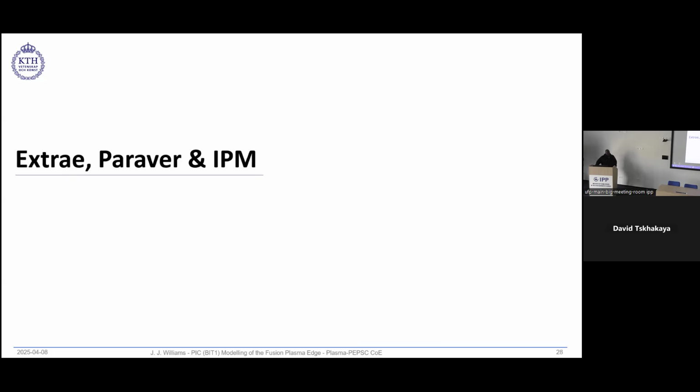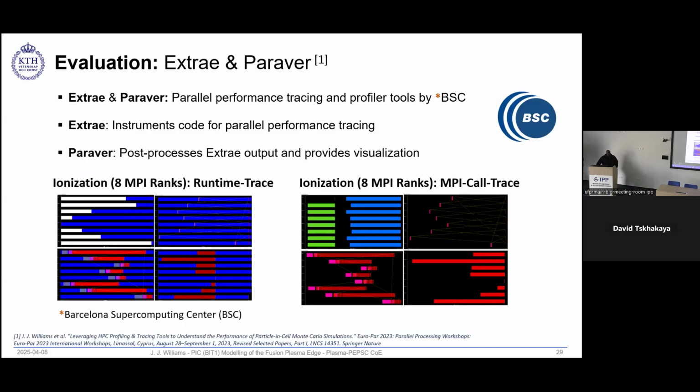Let's look at some other tools now: Extrae, Paraver and IPM. Extrae and Paraver are from the Barcelona Supercomputing Center, if you're familiar with this. Extrae instruments the code for parallel tracing, and then Paraver processes this to give you a visualization. As you can see below, I can run my 8 MPI ranks and get runtime tracing, and I can also get information on the MPI calls. I can get these communication lines and see how the ranks are operating with each other.